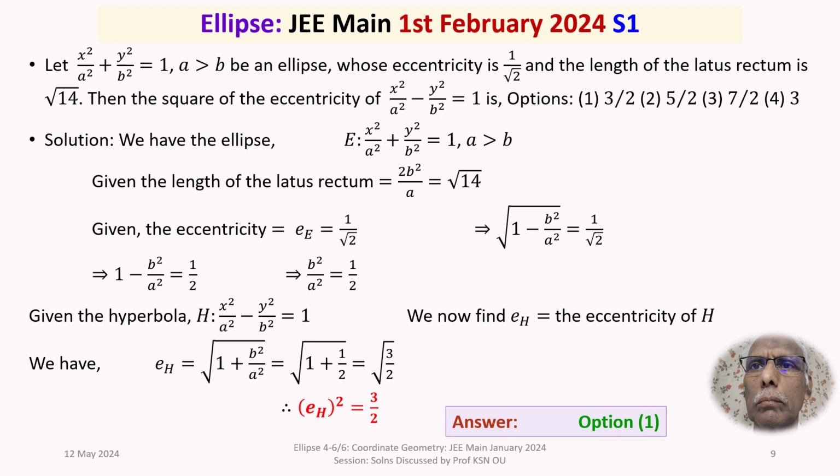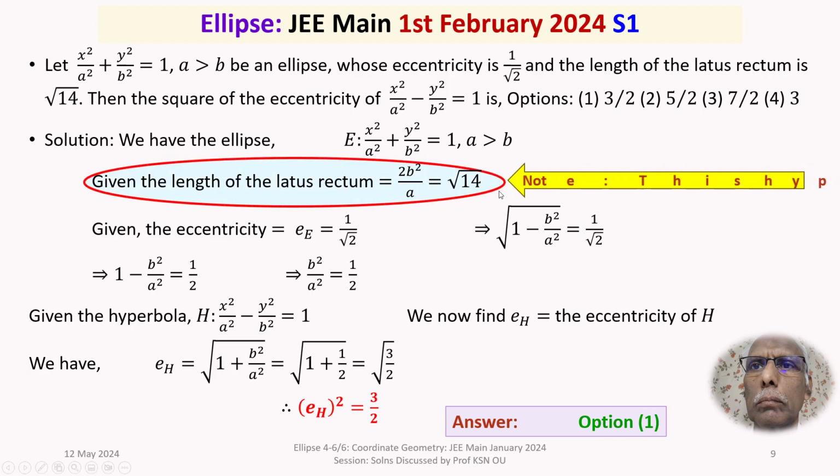Right. But I want to make a remark, a note on this. Let's look at this one. This is a part of the hypothesis. That is, we are given the length of the latus rectum is 2b square by a, which is under the square root of 14. We have not used this hypothesis at all to arrive at the given answer. So, please note down that this part of the hypothesis we have not used, but still we got the answer. So, that is not necessary, it means.